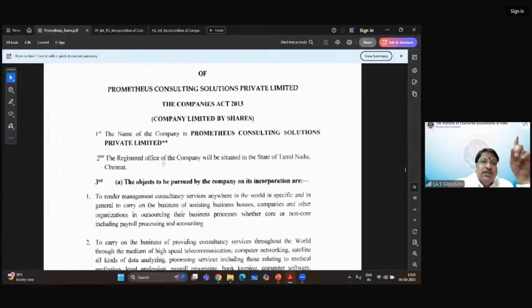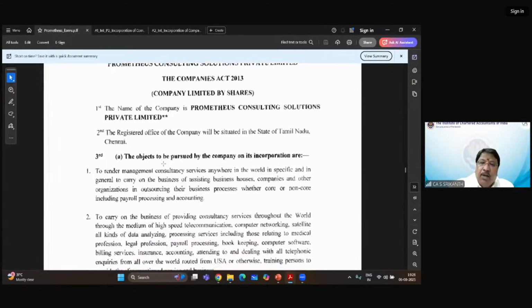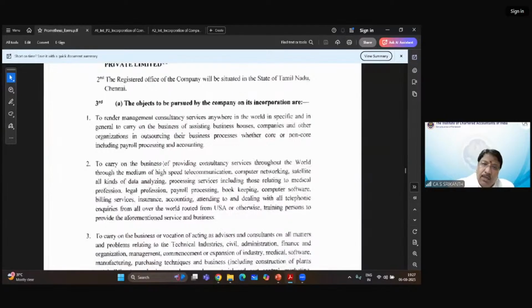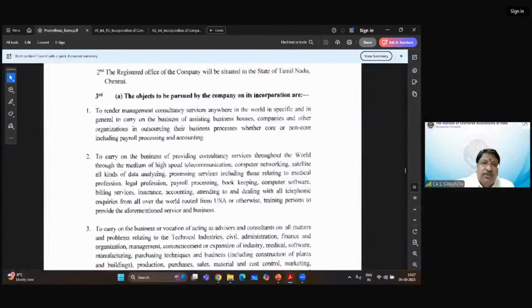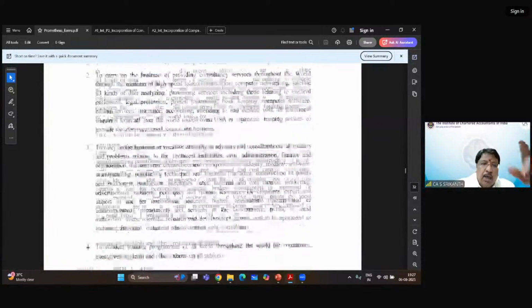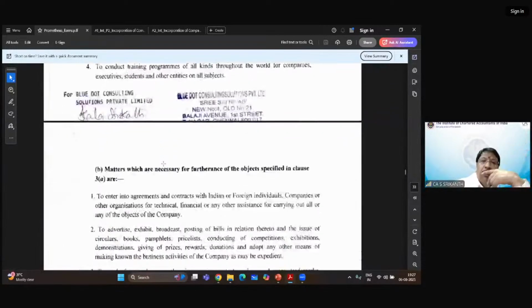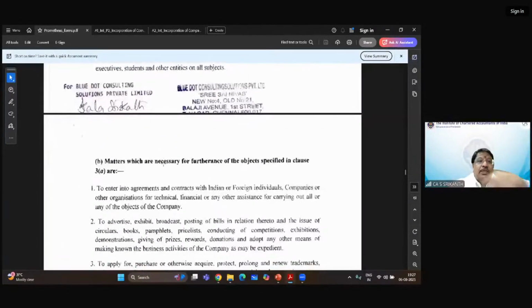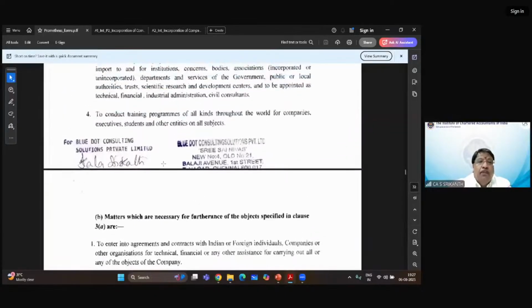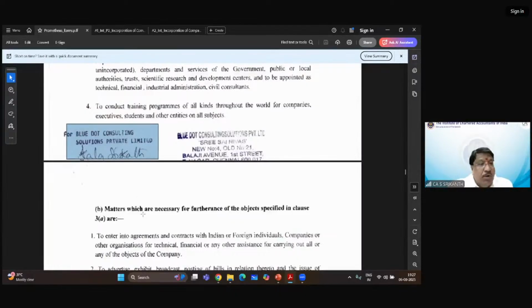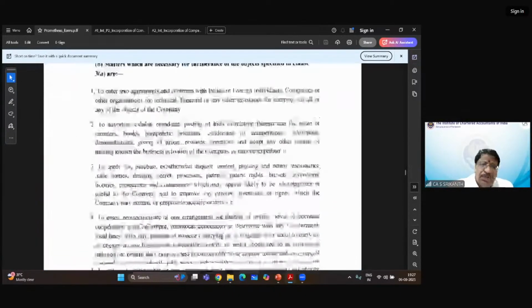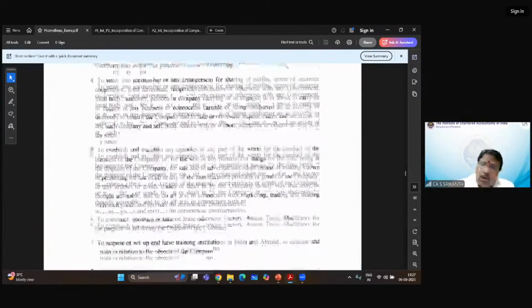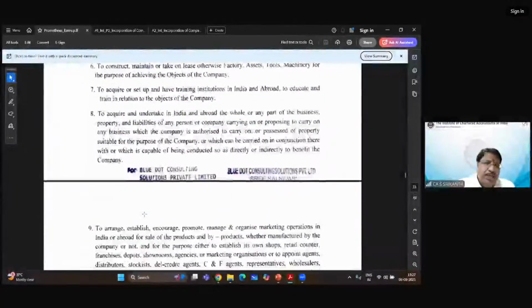So clause number 1 is the name of the company. Then the registered office of the company will be in the state of Tamil Nadu. Third, the main objects: management consultancy services, and like that. See, the company's name has not yet been approved. Therefore, the old name only is used, not the new name. Once the name is approved, thereafter we will change the letterhead, seal, everything, and we'll inform the bank as well.